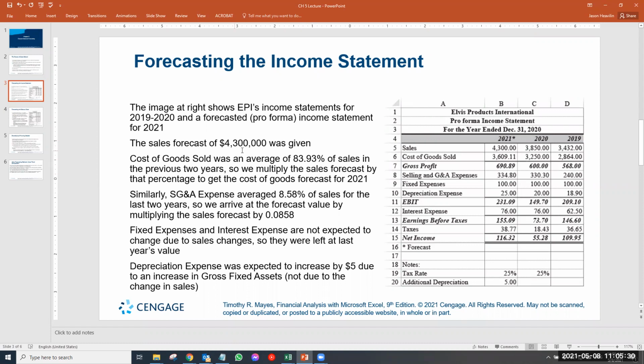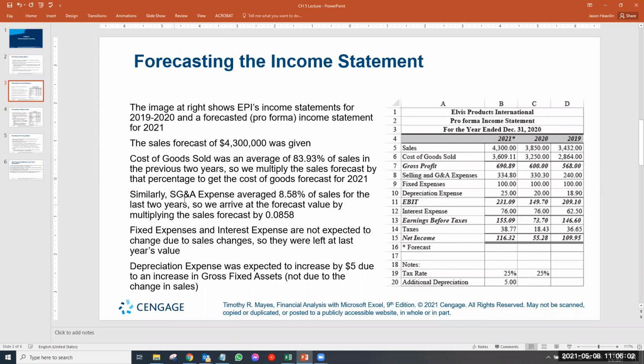So the sales forecast in this case was given as 4,300,000. And so the cost of goods sold averaged at 83.93%. Then this number, the 3,609,000, represents that 83.93%. And then of course, gross profit is just this minus this. So not every line is going to be forecasted with previous year's averages. Some of them you just add and subtract.